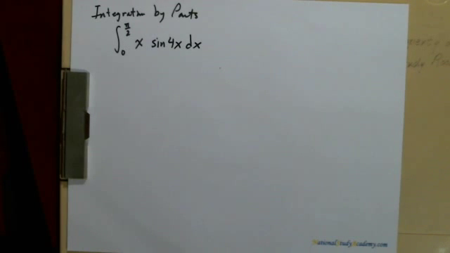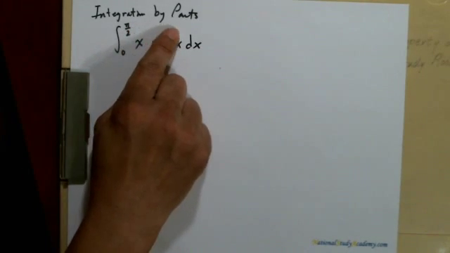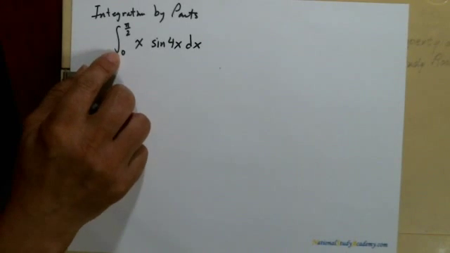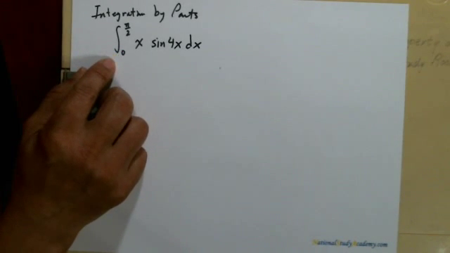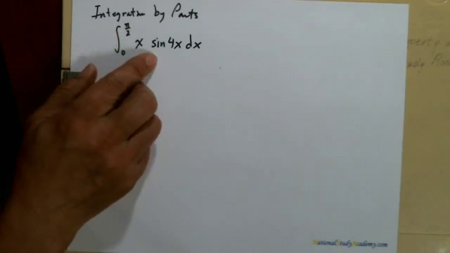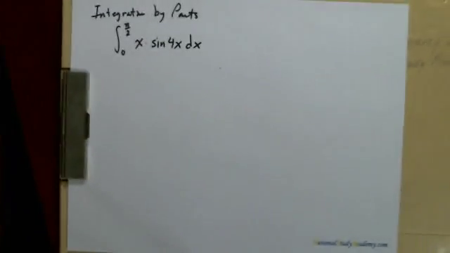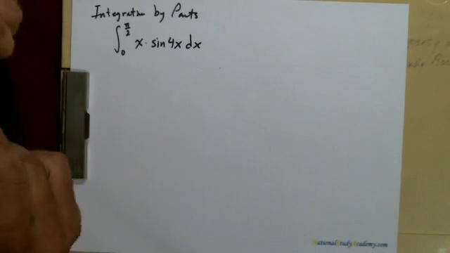Hi, I have a question that was given to me by a student of mine, and we're going to be using integration by parts, using some trig stuff here. And you notice it's a definite integral from 0 to pi over 2 of x times sine of 4x dx. So what we're going to do first is set our u.